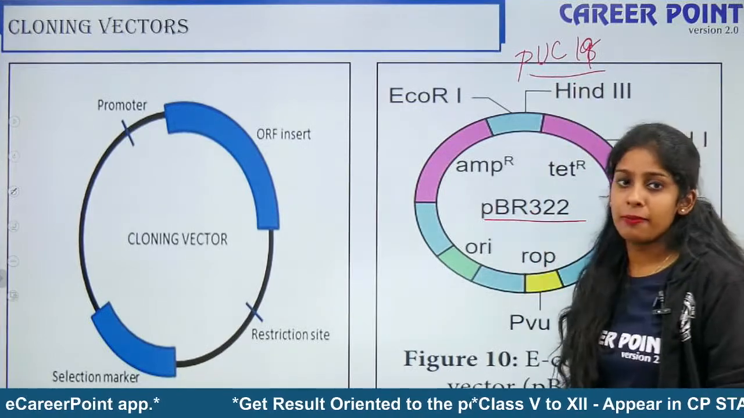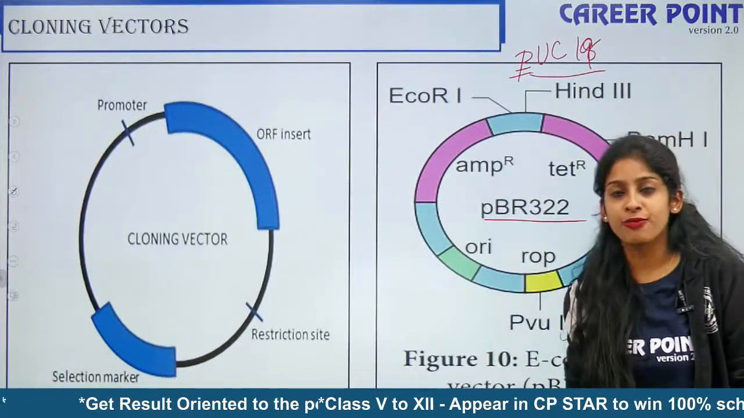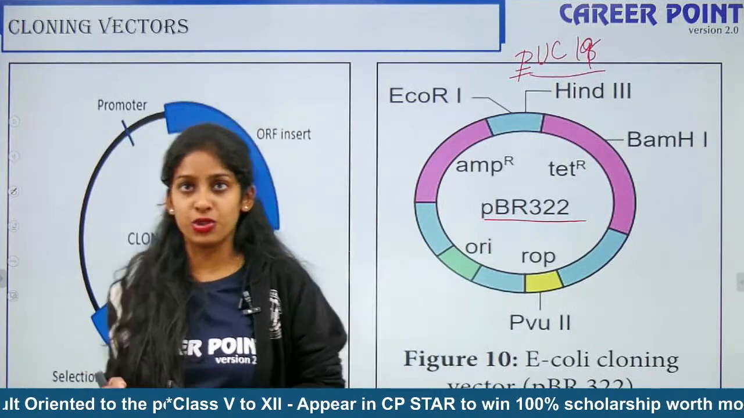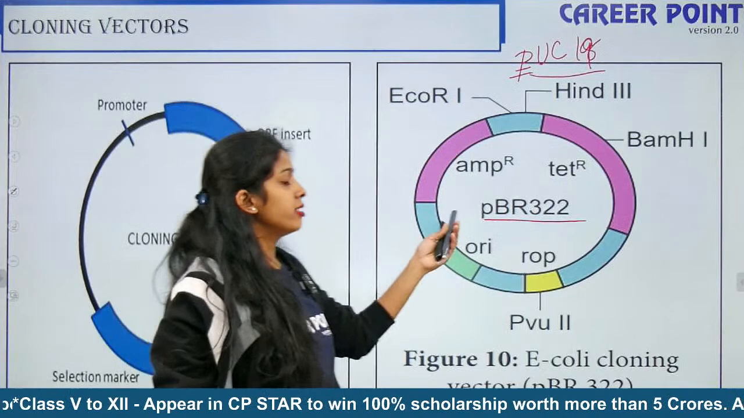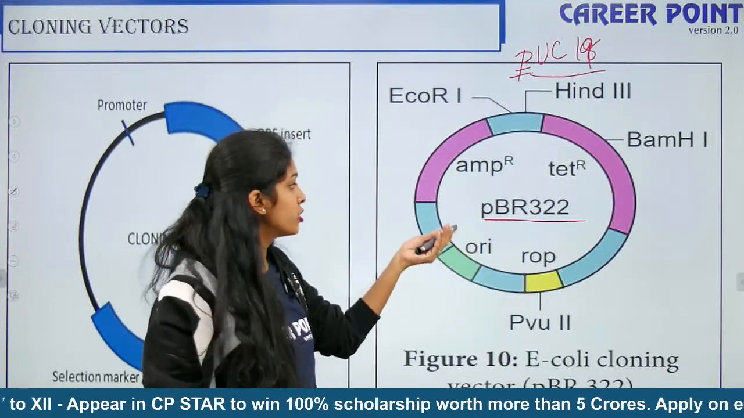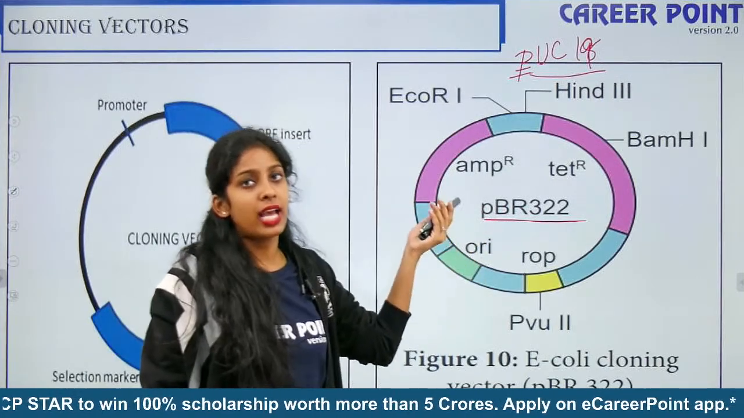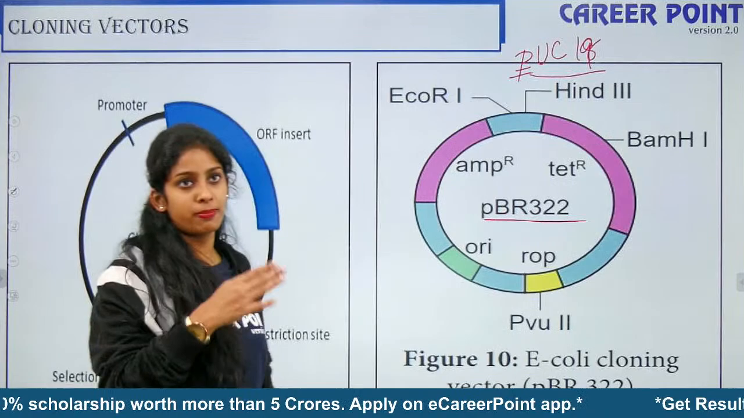So what does pUC mean? The small p stands for plasmid. UC stands for University of California. That is where the first plasmid was engineered. So we call that pUC18. And then the next one that is commonly used is pBR322. Again, p stands for plasmid and BR stands for the two persons who discovered or engineered this plasmid.